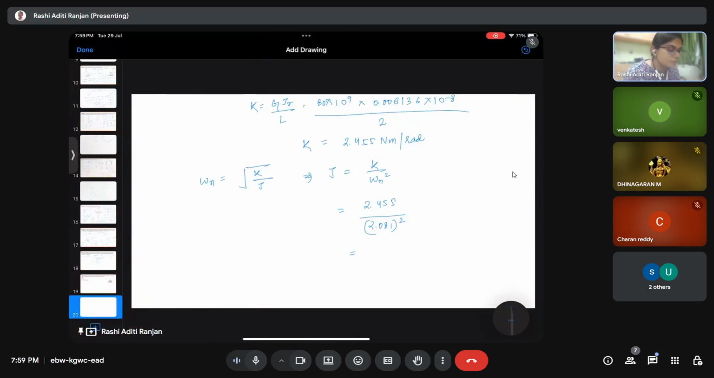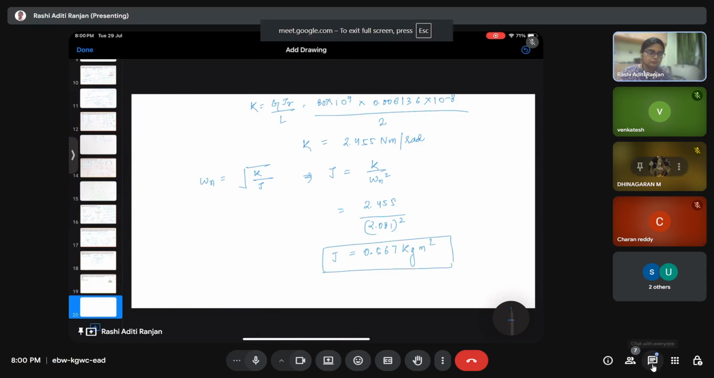Yeah, it will come out to be 0.567 kg meter square. This is the final answer.